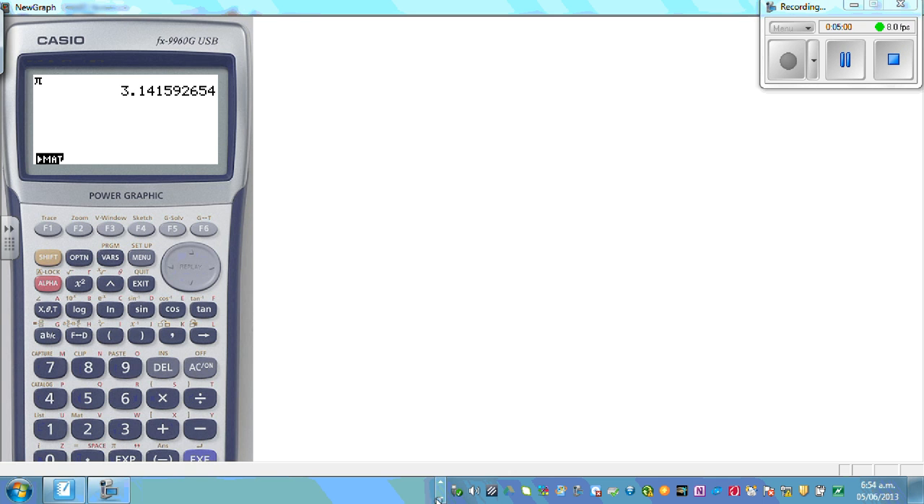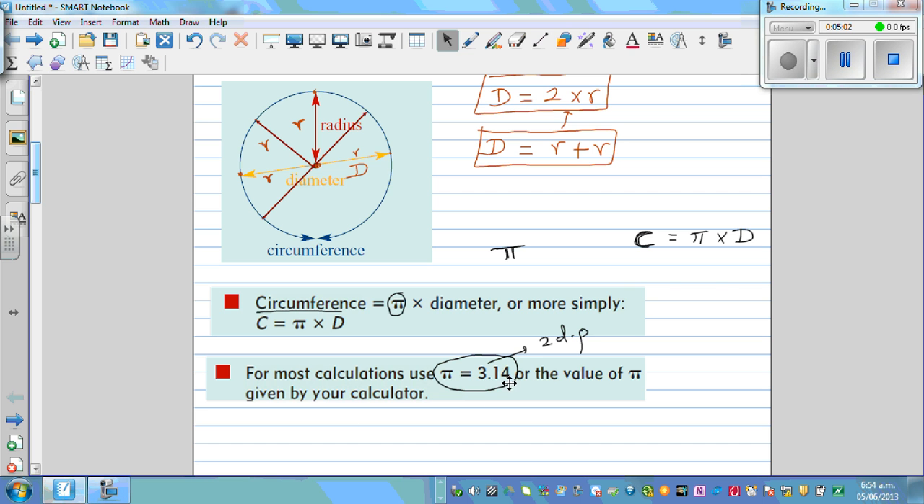So let us come back to the formula. Circumference is pi times diameter. Just remember this formula. If you don't have a calculator, instead of pi, you can also say circumference is approximately 3 times the diameter.